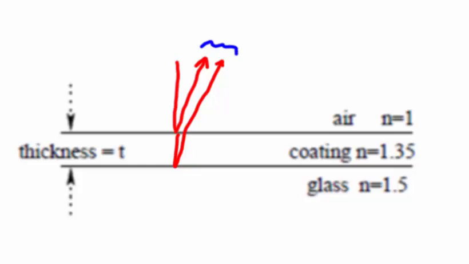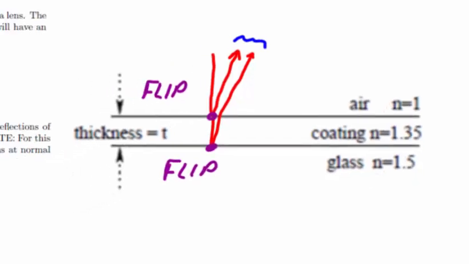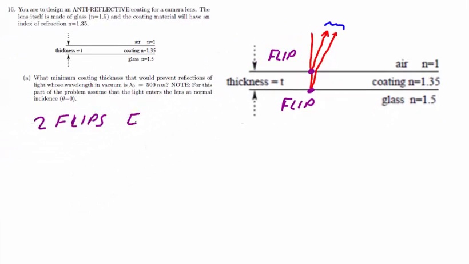The first step in a thin film problem is to decide how many flips happen as the light rays are reflected. The first reflection is at the top surface, and since the material we are reflecting from has a higher index of refraction, we will have a flip of phase during this reflection. The second flip is at the bottom surface, and once again, since the glass is 1.5 and the coating is 1.35, the material we are reflecting off of has a higher index of refraction, and so once again there is a flip of phase at this boundary. Therefore, we have 2 flips total, which is an even number of flips.